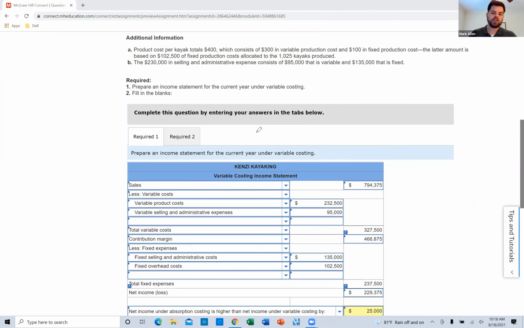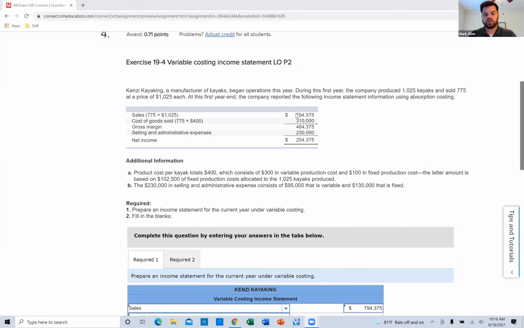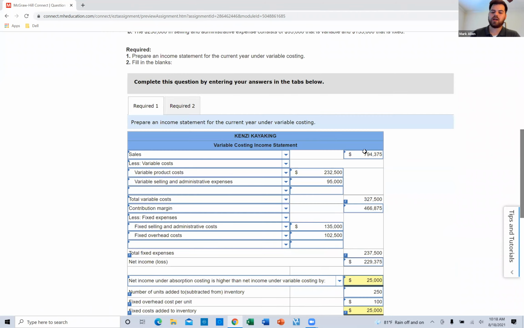So first thing I've got to do is compute sales. In this case, they actually just went ahead and gave it to us on the absorption costing income statement. So you can simply pull that down if you want, or you could recalculate it yourself. We sold 775 at a price of 1025. However you want to do it is fine, but that is where we get the 794,375.